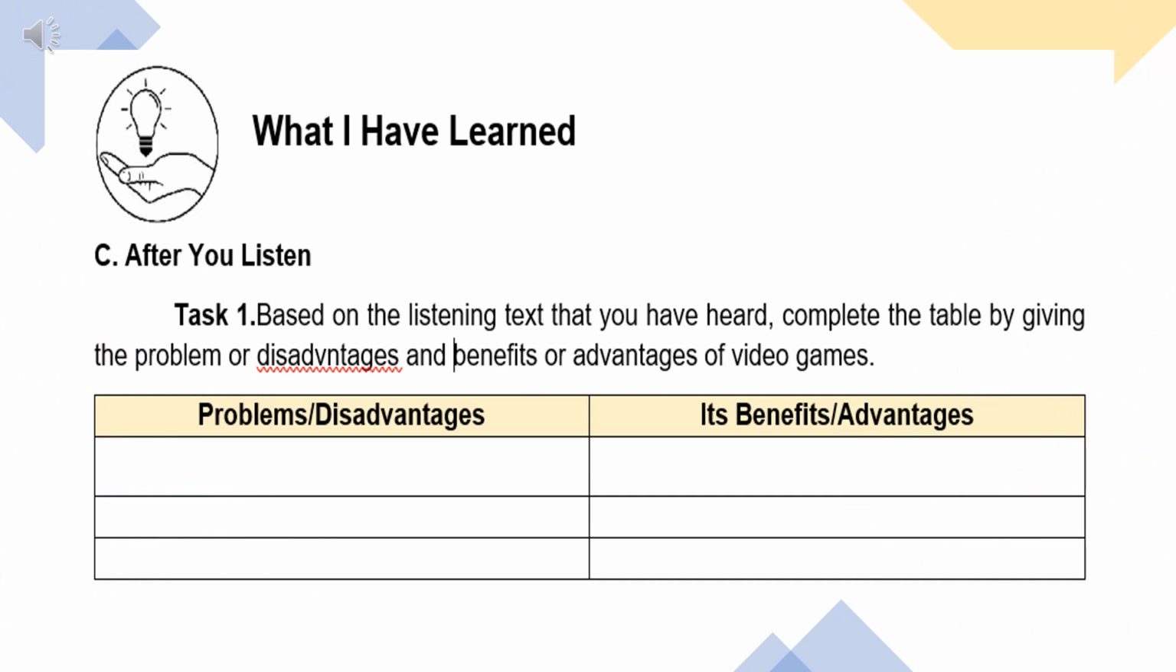What I have learned. After you listen, task 1, based on the listening text that you have heard, complete the table by giving the problem or disadvantages and benefits or advantages of video games. Let's talk about the negative effects or problems, disadvantages of video games. The first answer would be video games can make people more violent. Second, video games may decrease players' ability to concentrate. Third, video games can become addictive. And lastly, video games may increase depression and anxiety.